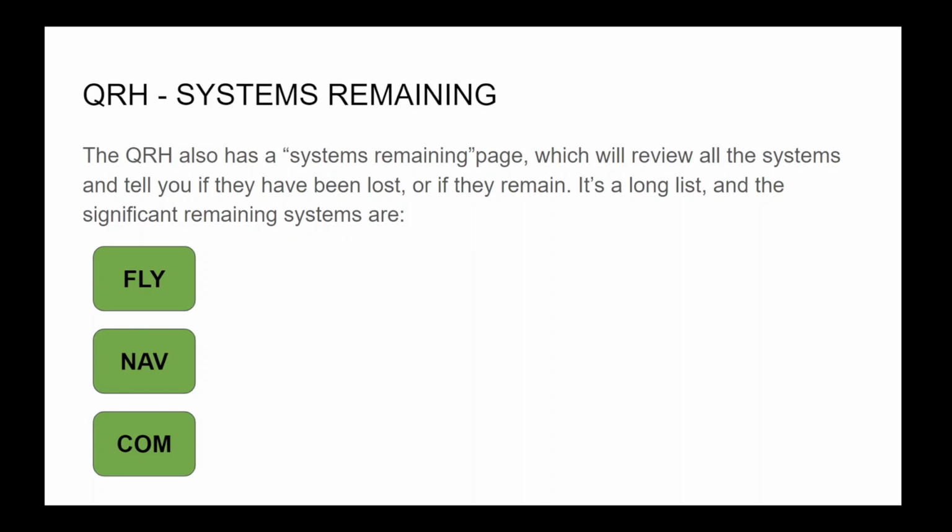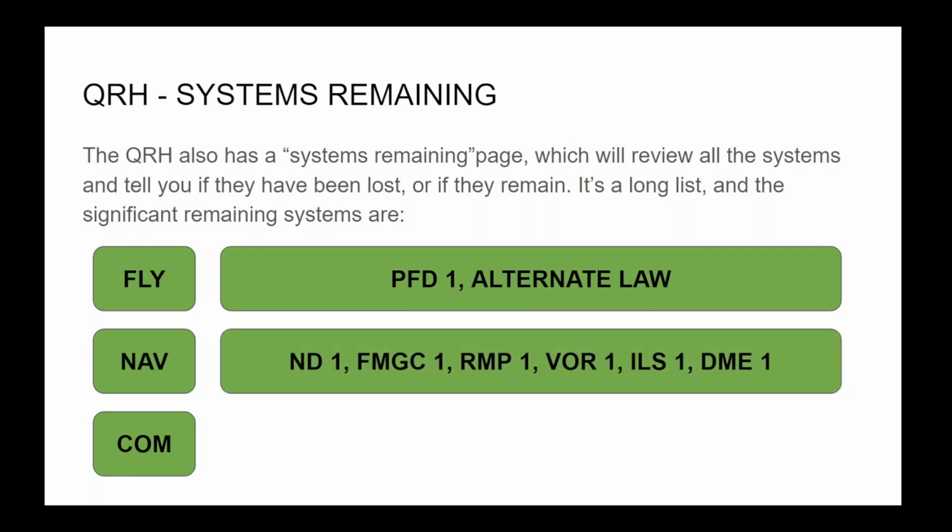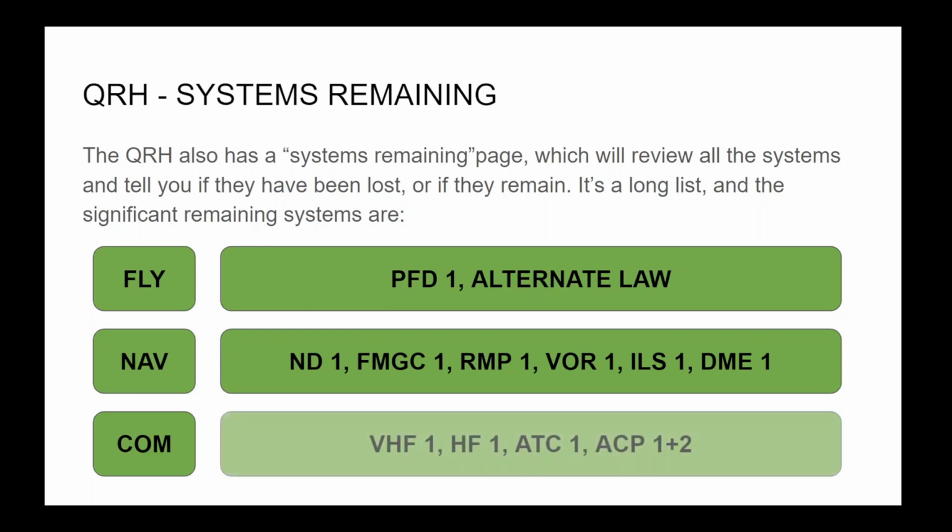The QRH also has a Systems Remaining page, which will review all the systems and tell you if they have been lost, or if they remain. It's a long list, and the significant remaining systems are, for the fly part, PFD1 remains, and we are in alternate law. NAV: ND1, FMGC1, RMP1, VOR1, ILS1, and DME1 remain. COM: VHF1, HF1, ATC1, and ACP1 and 2.